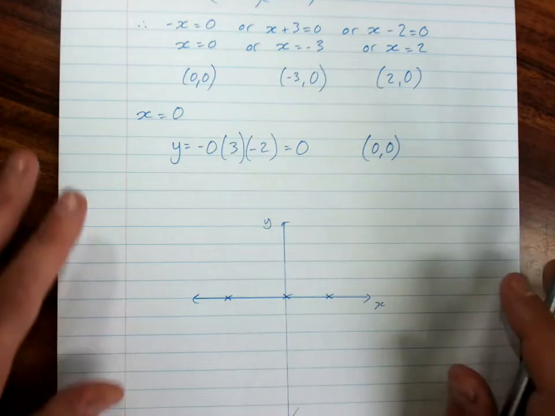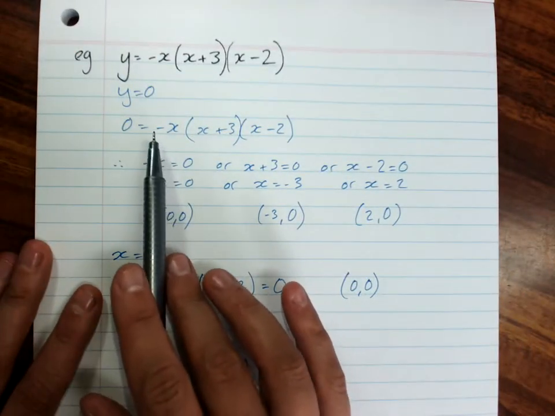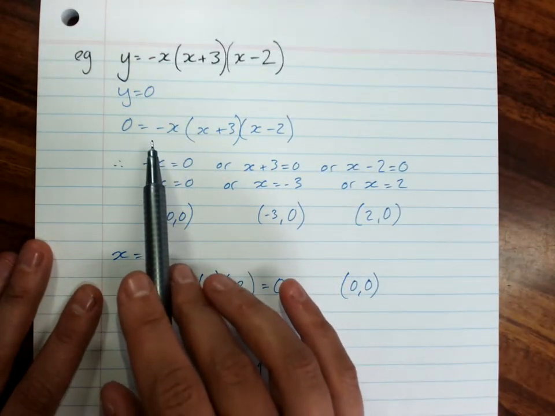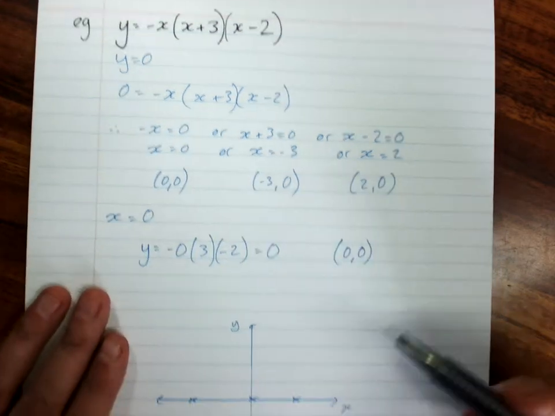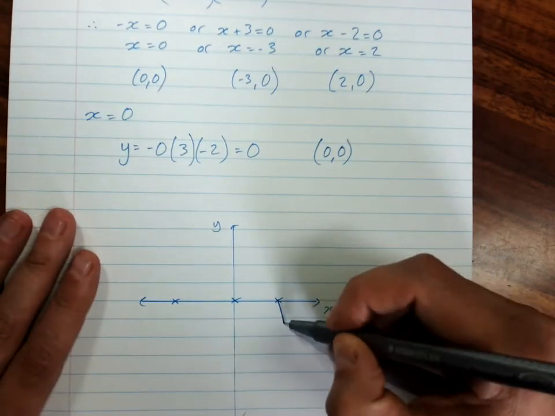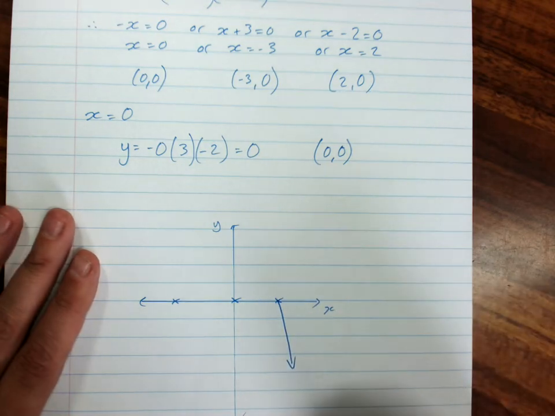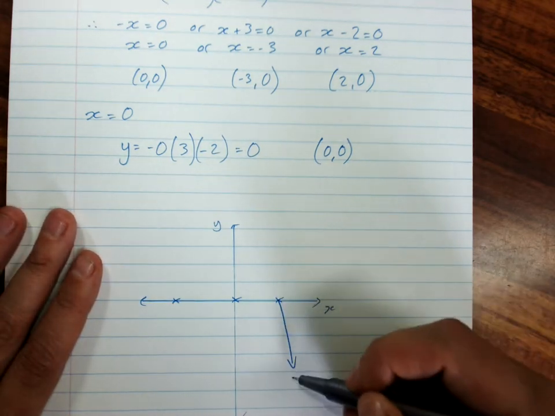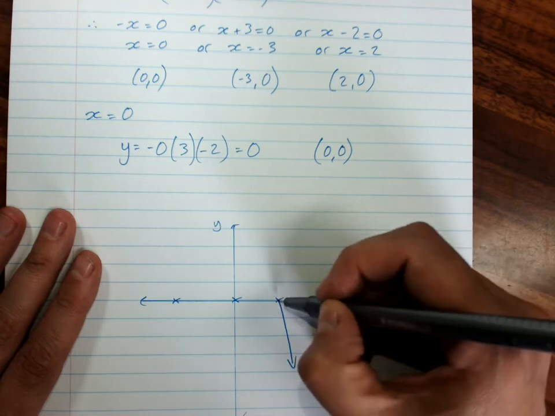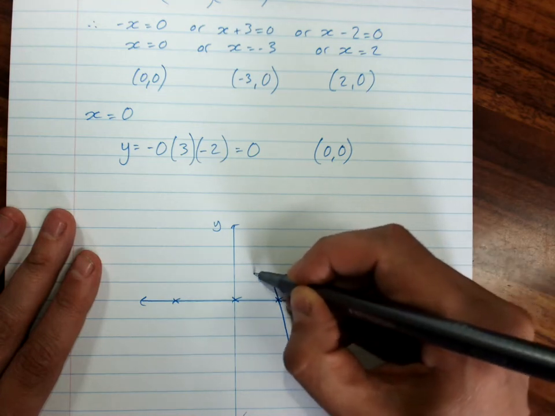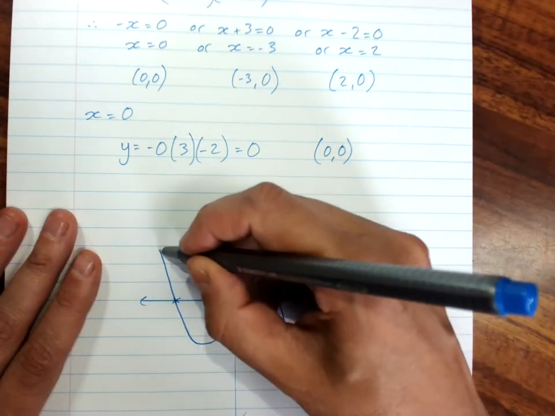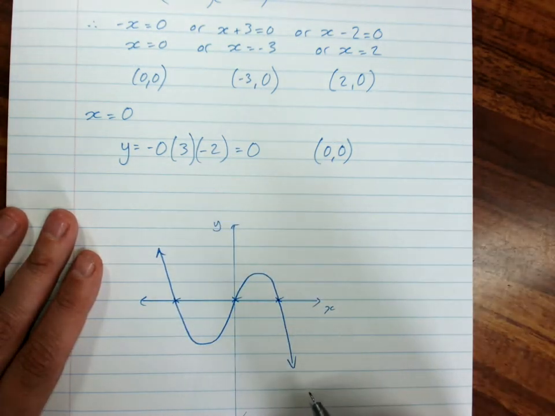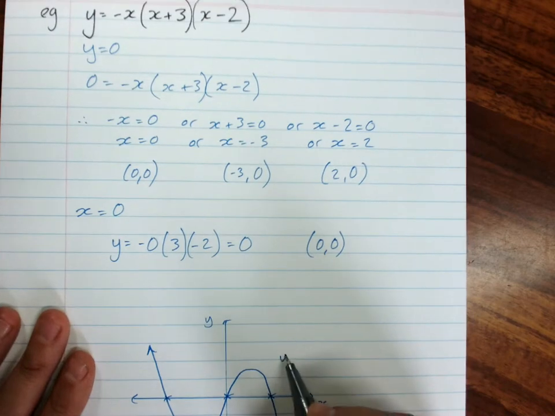Now, because this one has a negative coefficient of x cubed, that means our graph comes down to the right. So once you've identified that, continue your curve to go through the other intercepts. Label your graph.